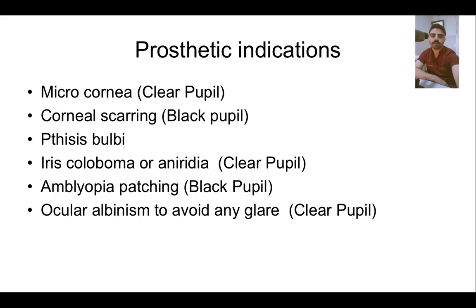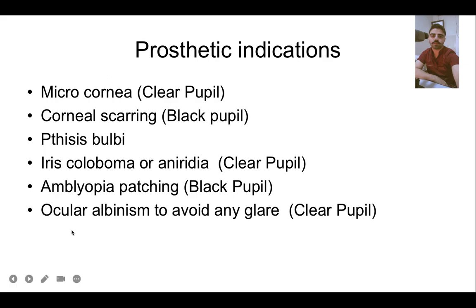So moving on, we have amblyopia patching, in which we just want to block the vision of the normal eye in order to improve the amblyopia in the affected eye. So we will fit this eye with a black pupil prosthetic lens to block all the incoming rays of light that will not enter into the patient's eye, and the patient will only be able to see with the other eye, which doesn't contain any prosthetic lens.